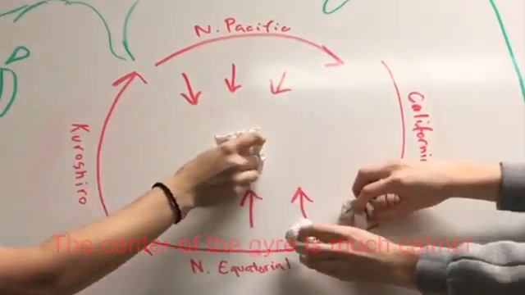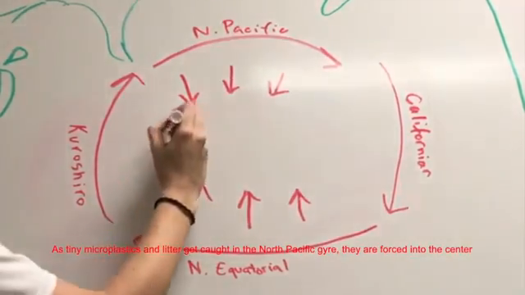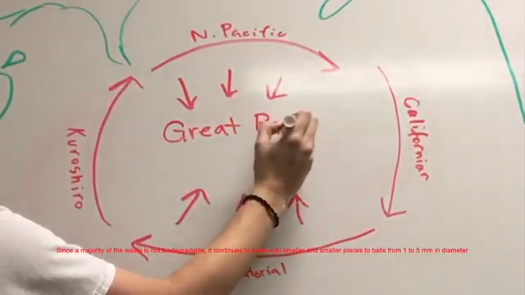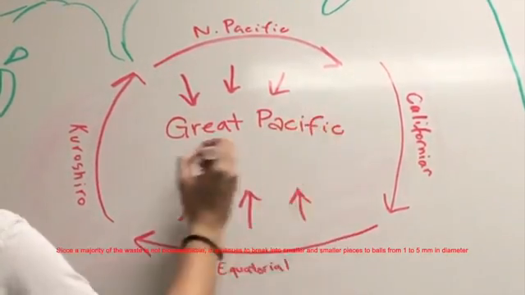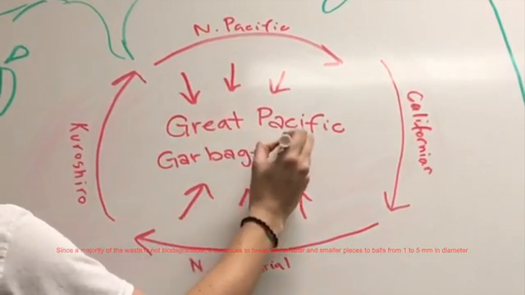The center of the gyre is much calmer. As tiny microplastics and litter get caught in the North Pacific Gyre, they are forced into the center. The debris is trapped in the center of the gyre. Since a majority of the waste is not biodegradable, it continues to break into smaller and smaller pieces to balls from 1 to 5 millimeters in diameter.